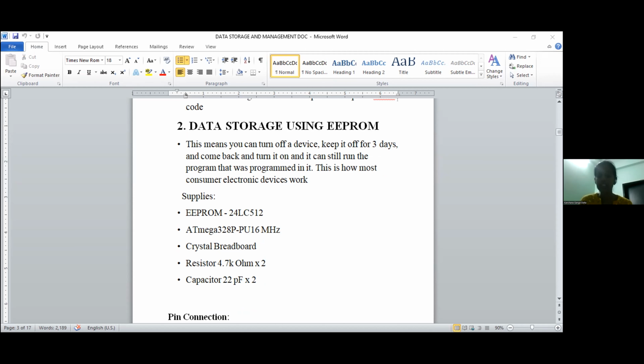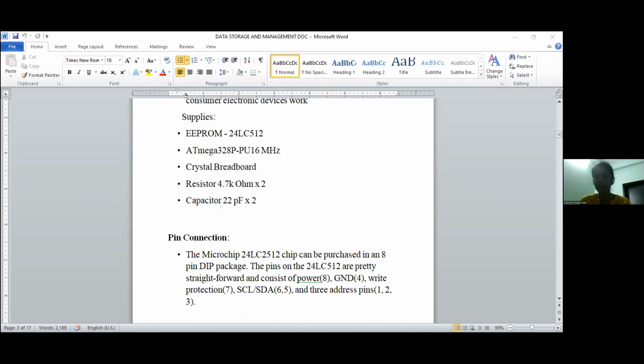And we need a breadboard to connect the devices, and a resistor and a capacitor to make the RC resonance output. And coming to pin connection, how do we connect the pins on this Arduino board? We can directly move to the pin diagram. I'll explain the pin connections there itself.